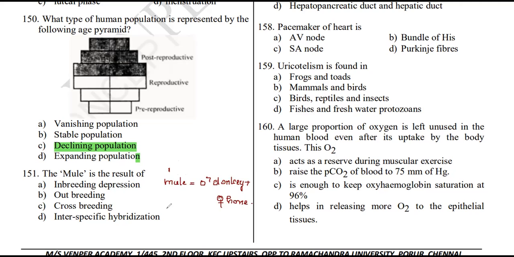Okay. And there's something else called a hinny. A hinny is just the reverse of it, so the female donkey and the male horse. That is a hinny. Okay, they are also going to be interspecific ones. Okay, they are sterile. So they are interspecific hybridization.